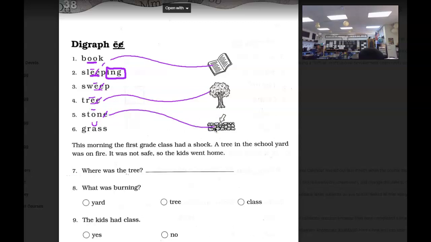All right, let's read our short story together. This morning, the first grade class had a shock. A tree in the schoolyard was on fire. It was not safe, so the kids went home. Question number 7. Where was the tree? It says this morning the first grade class had a shock, a tree in the schoolyard. So there you go. Where was the tree? Schoolyard.